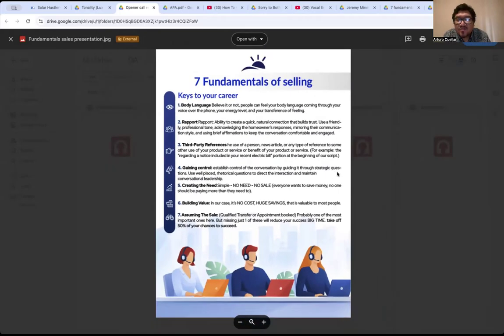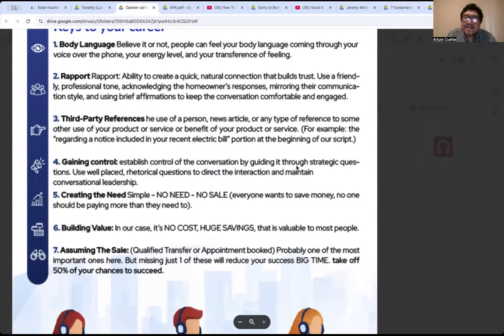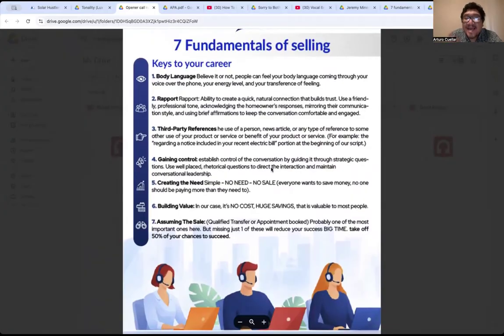Now, gaining control. On the phone, how do we gain control over the conversation? That's by asking questions. Okay, that's why our framework is question-based. Instead of saying a statement, try to say the exact same thing, but by asking a question.